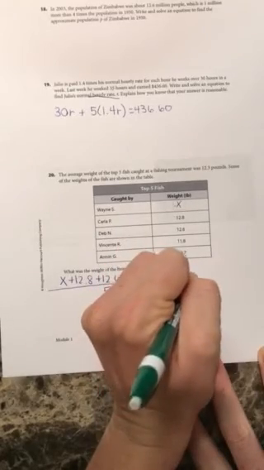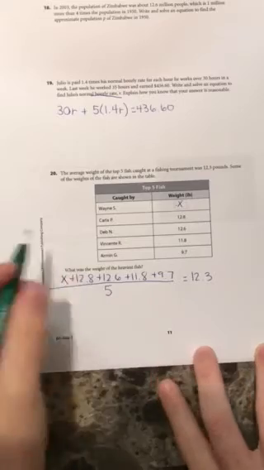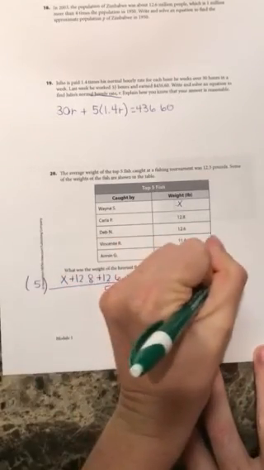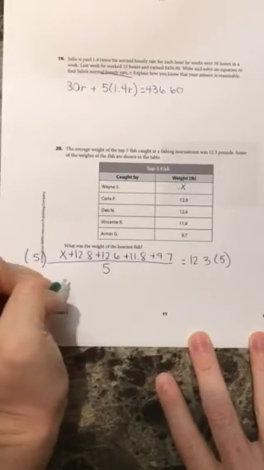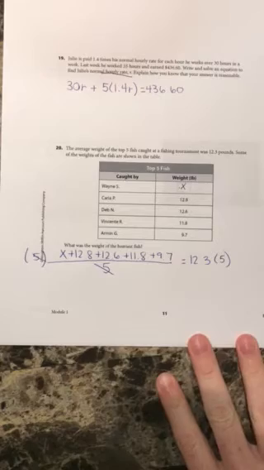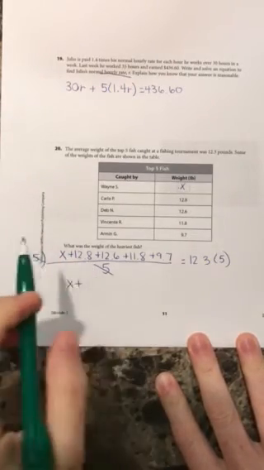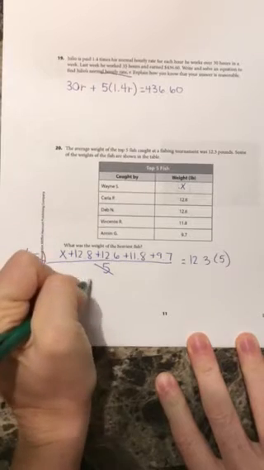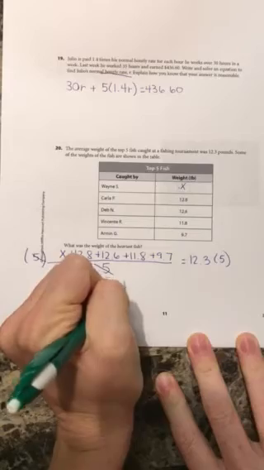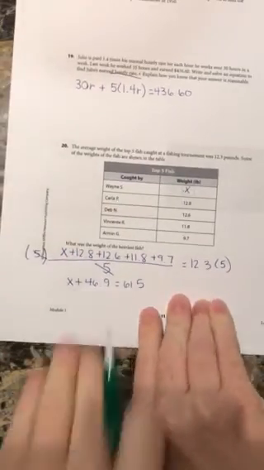equals 12.3. Okay, so what I would do first is multiply by 5 on both sides. That's going to get rid of your fraction. So that will cancel out. And that will leave you with x plus, I'm going to go ahead and add all of these up as well, 46.9 equals 61.5. From there, I think you can solve the rest of the question.